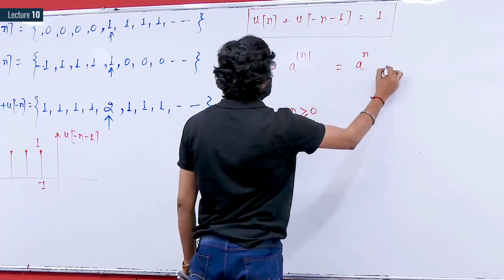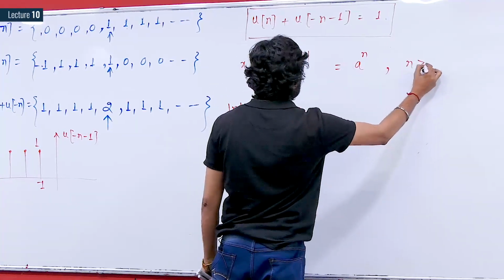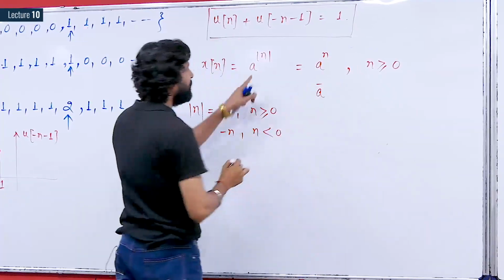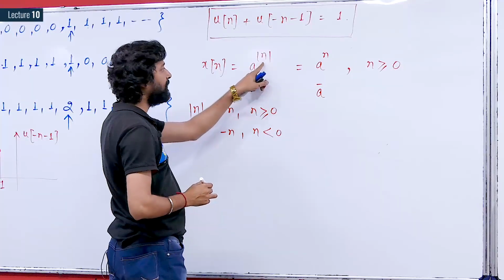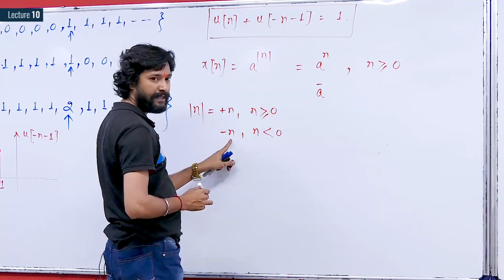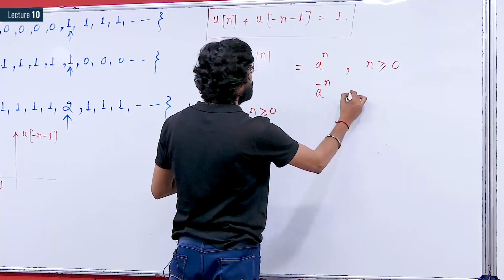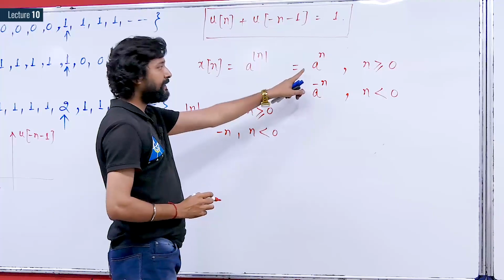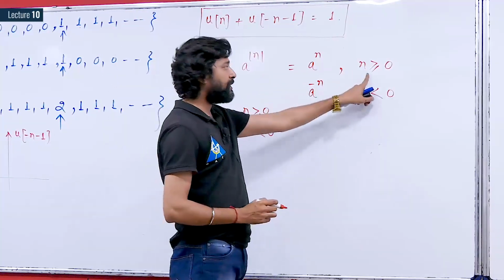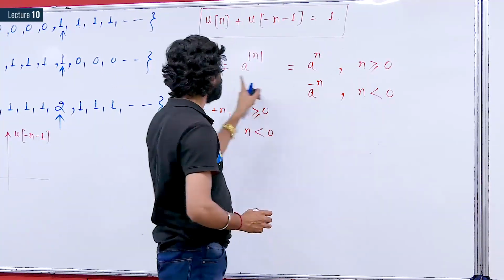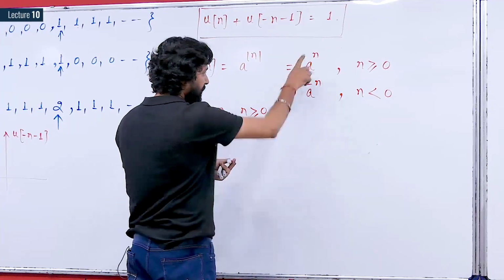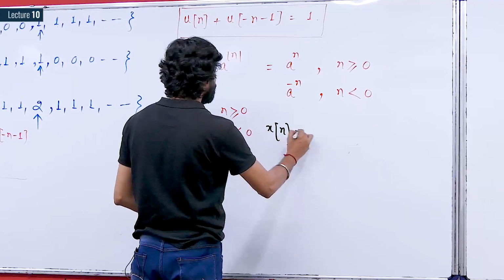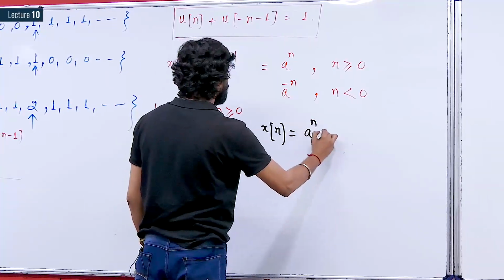So if you see here, this function can be written as a to the power n for n greater than or equal to 0, and for negative values of n, mod of n is replaced by minus n, so it gives a to the power minus n for n less than 0. So if a signal is defined only for positive values, then with this definition we can write x of n as a to the power n u of n.